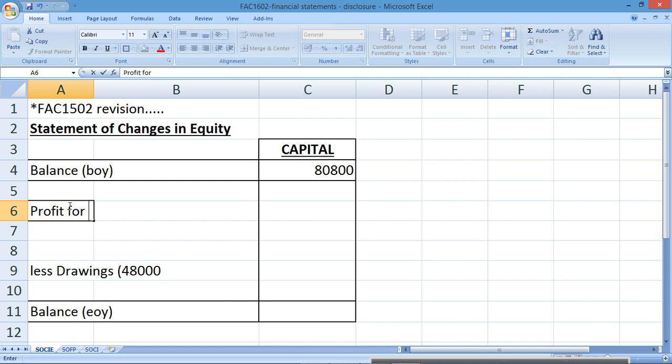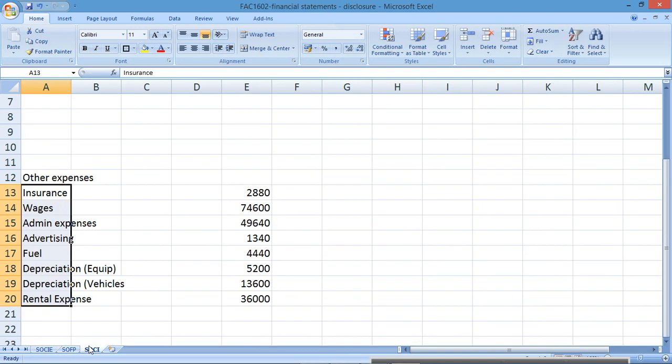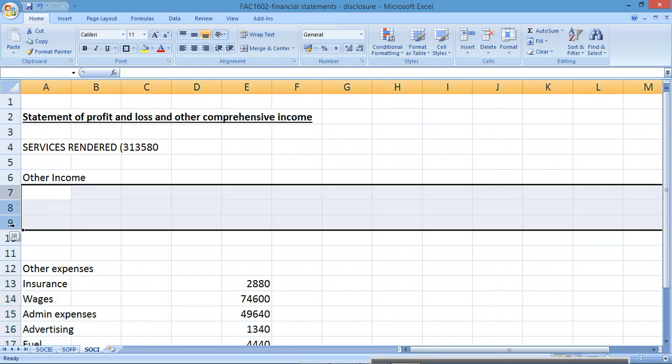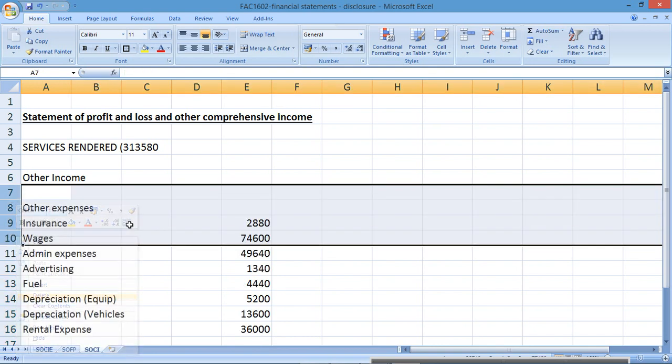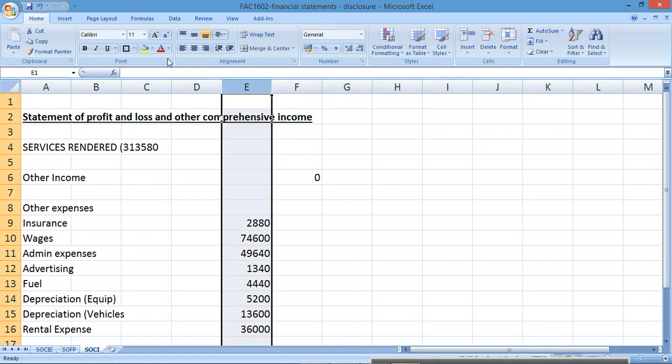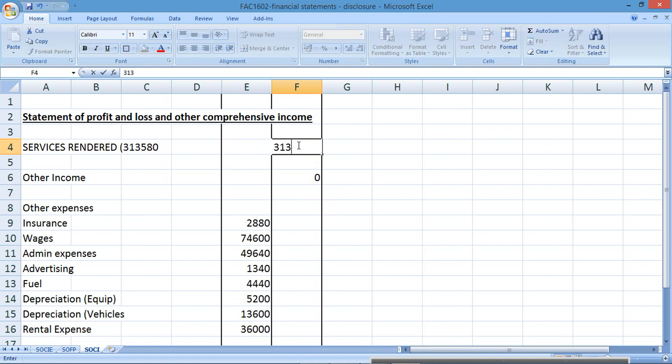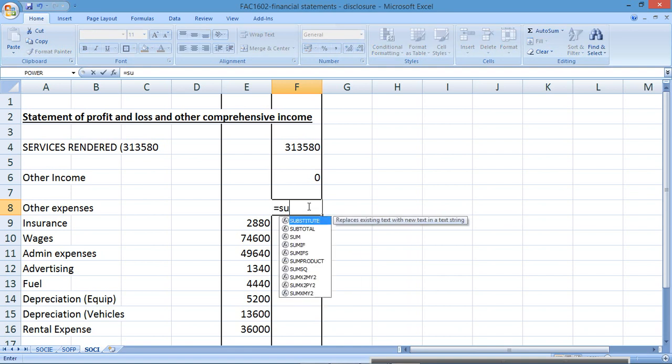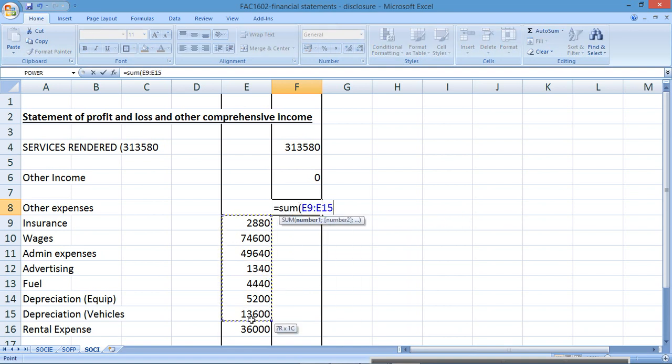Yeah, so profit for the year, which we need to get. So we can literally just total up and tally up everything here. Nice, so other income is 0. Yeah, you'd have naught there. Again, I like to use 2 columns, so we'll put 2 columns there. Services rendered 313,580, and then the expenses would literally be the sum of all of those added together.